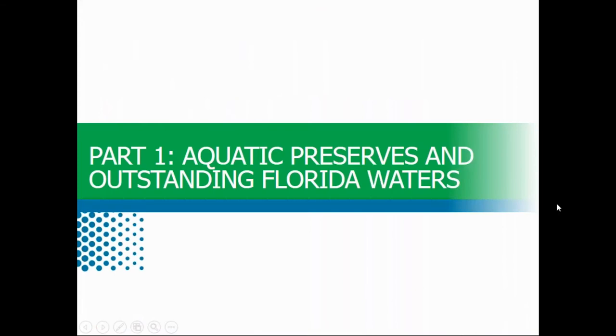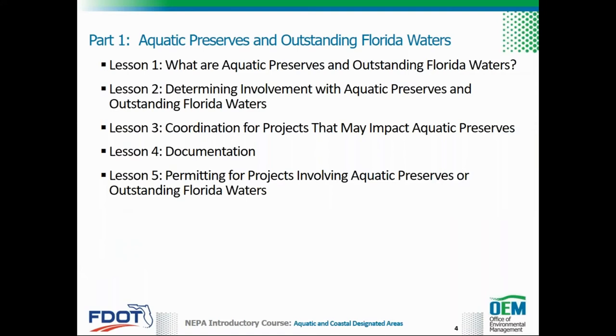Let's begin with Part 1, Aquatic Preserves and Outstanding Florida Waters. Part 1 contains 5 lessons. In Lesson 1, we will cover the basics on aquatic preserves and outstanding Florida waters. Lesson 2 will discuss the process of determining involvement with aquatic preserves and outstanding Florida waters. Lesson 3 will discuss coordination for projects that may impact aquatic preserves. Lesson 4 will cover documentation and the environmental document. And Lesson 5 will cover permitting for projects involving aquatic preserves or outstanding Florida waters.